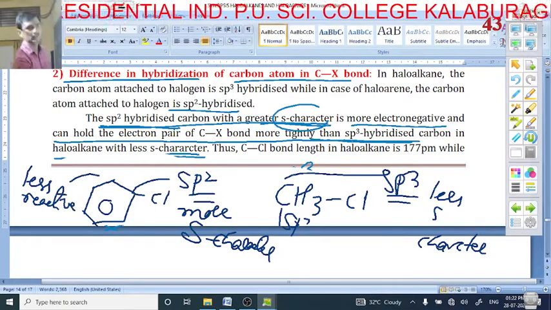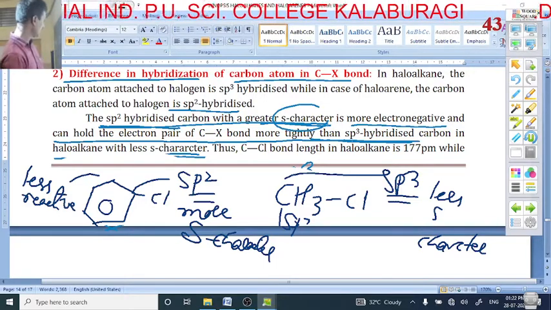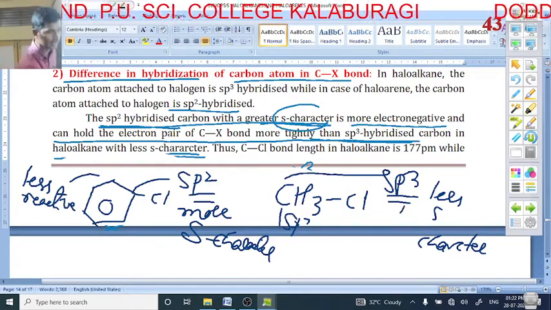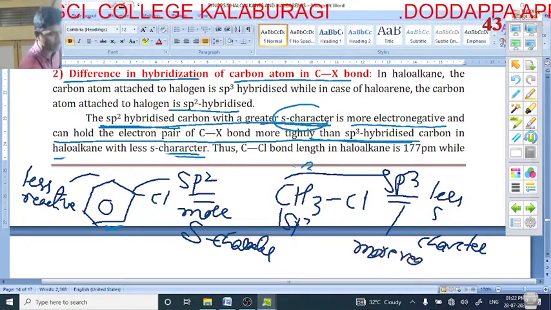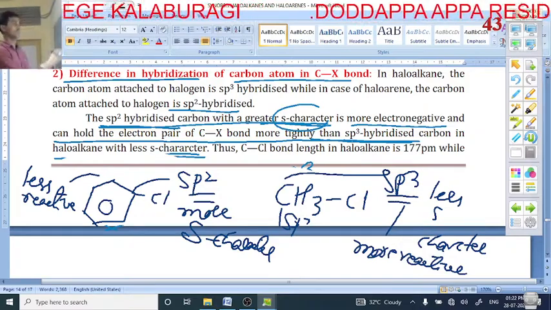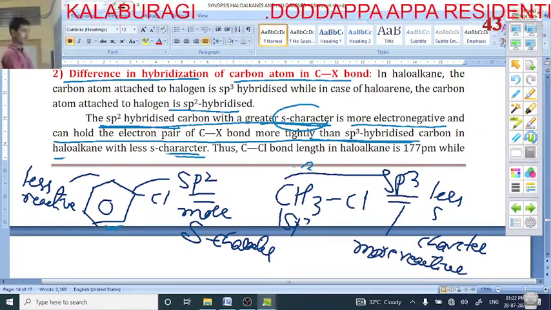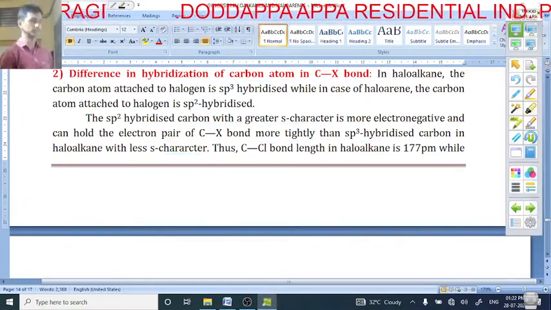And this one has less s character. Less s character is nothing but more reactive, because of this hybridization. So haloarenes are less reactive than what? Methyl chloride.